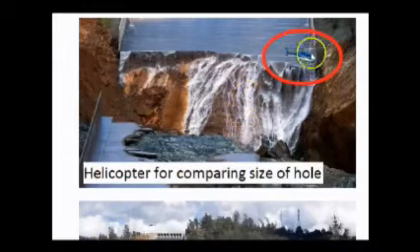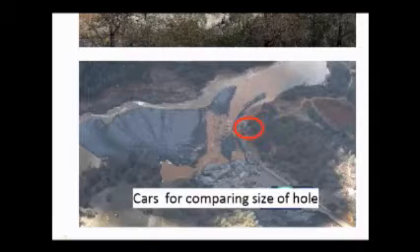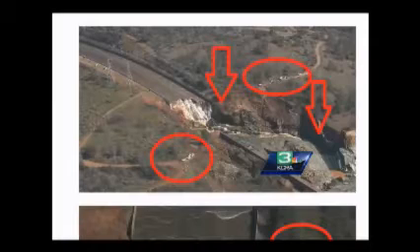Here's another one of the helicopter flying close to or over the hole for comparison. Need more proof of the damage? These little white dots are cars. Another image to show you the amount of damage.